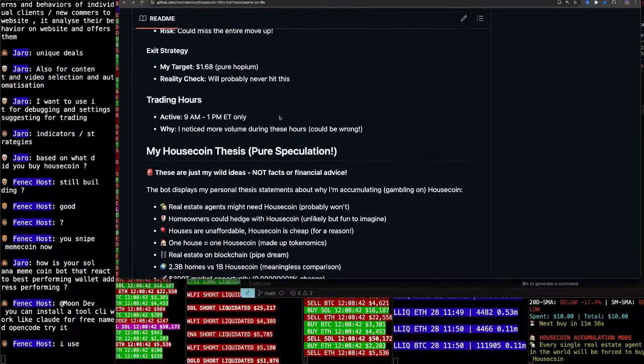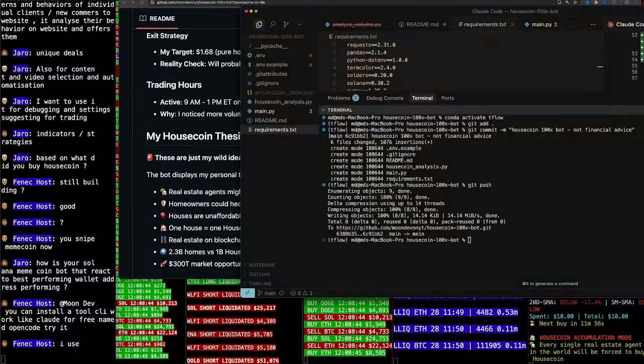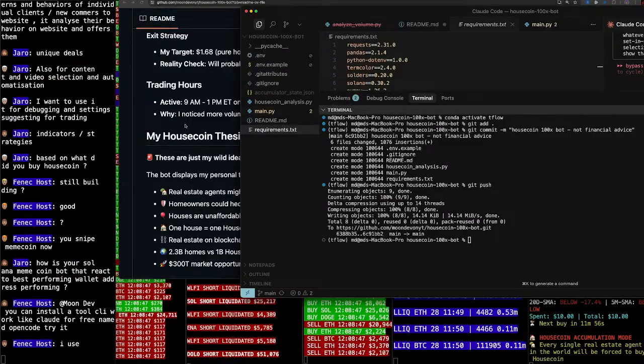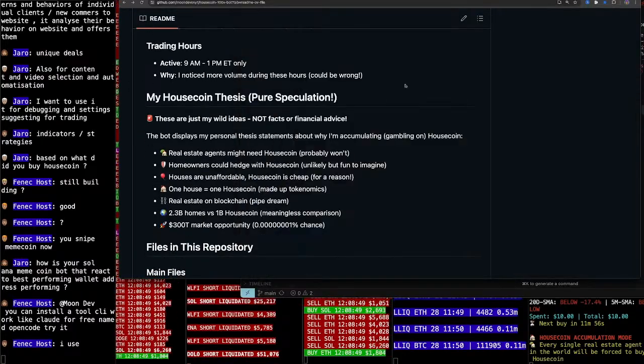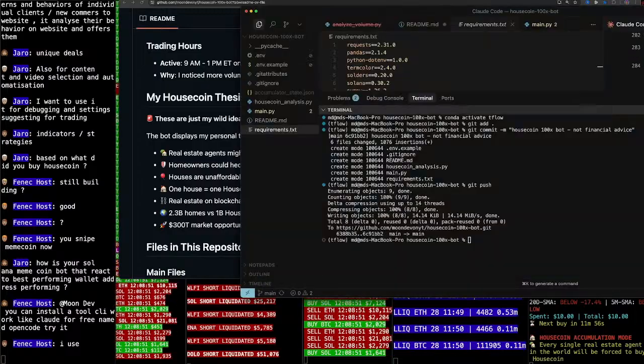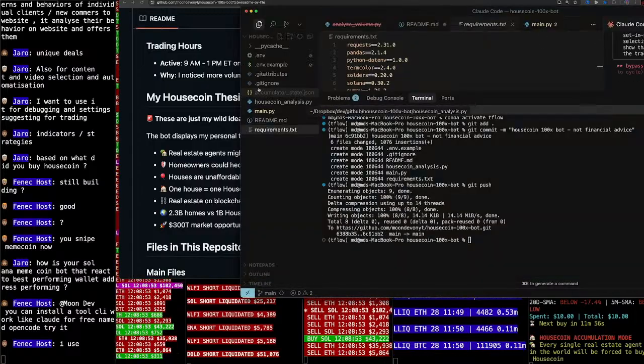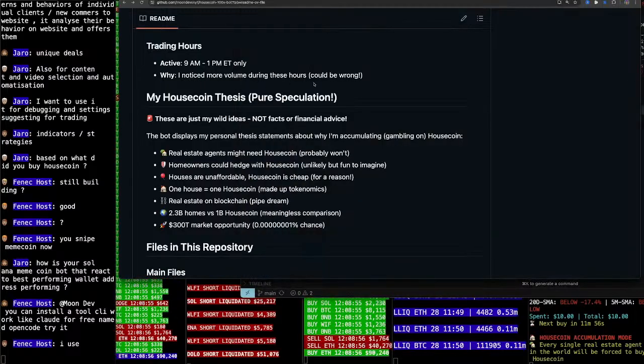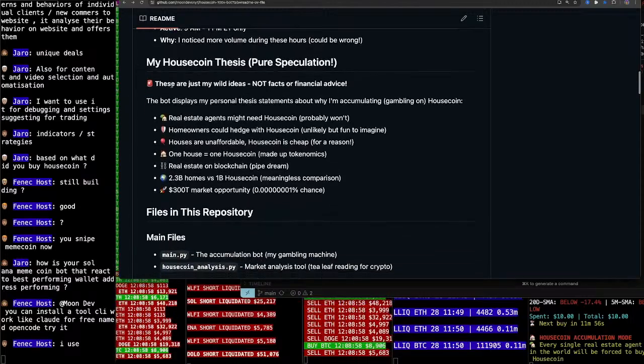Trading hours, 9 a.m. to 1 p.m. Eastern. I see it says the trading hours of 9 a.m. to 1 p.m. Eastern, but put in parentheses that is configurable. Why? I notice more volume during these hours, could be wrong.